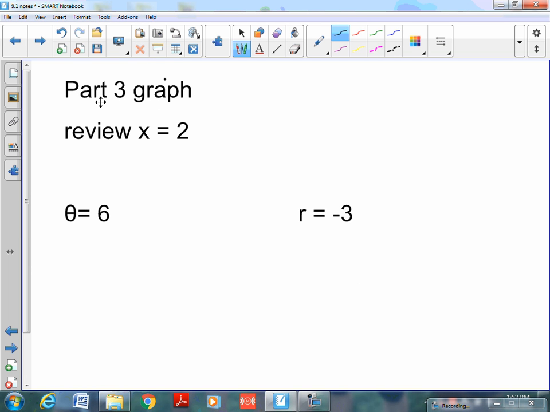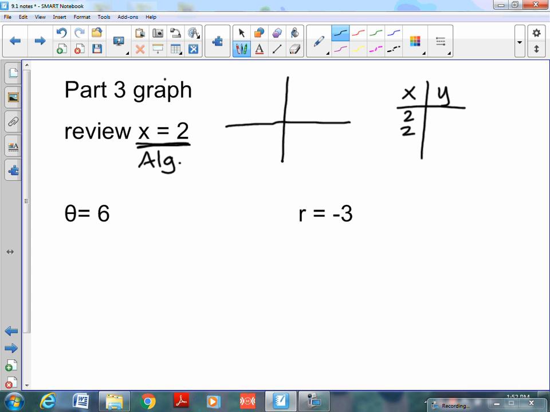Part 3, graph. Review the x equals 2. How do you graph theta equals 60? How do we graph r equals a negative 3? So I just want to review algebra. If I asked you to graph x equals 2, does most of you know, back in the olden days, isn't this what you did? X needs to be 2, correct? You guys remember doing this way back in algebra 1? X needs to be 2. Can't y be anything it wants to be?